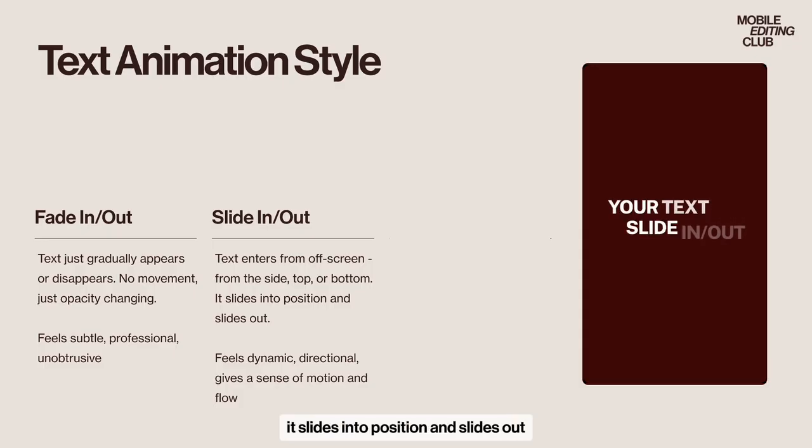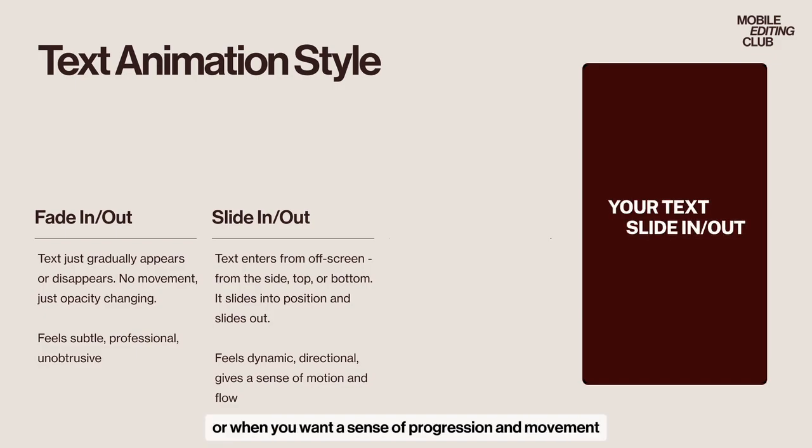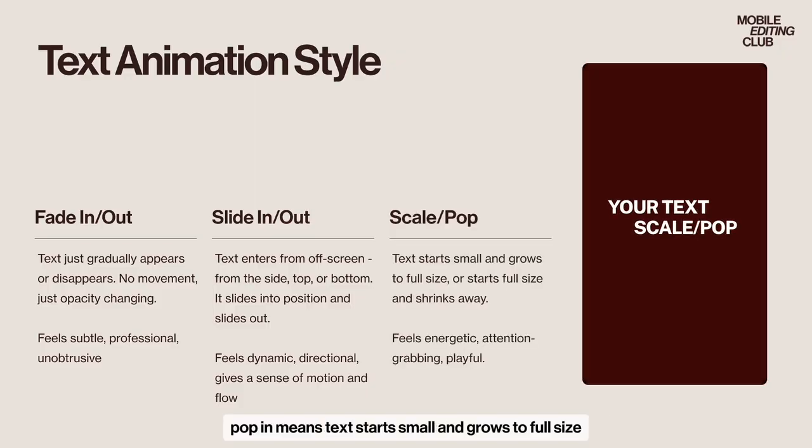Slide in, slide out means text enters from off-screen, from the side, top, or bottom. It slides into position and slides out. This feels dynamic. This is perfect for modern brands, content with lots of information, or when you want a sense of progression and movement.